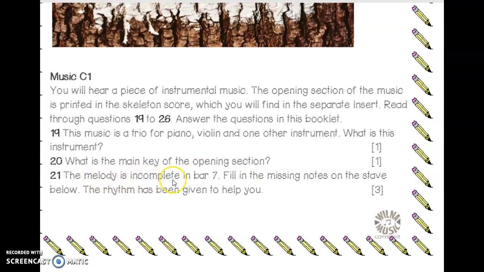The melody is incomplete in bar 7. Fill in the missing notes on the staff below. Okay, so they give you a staff and make sure that you hear where your first note must be: higher, lower, or on the same pitch. Most of the notes will be step by step and a little bit of a leap. And try and hear where the music flows into the note that they give you again.